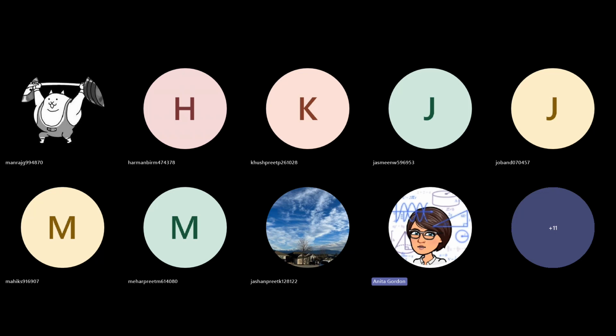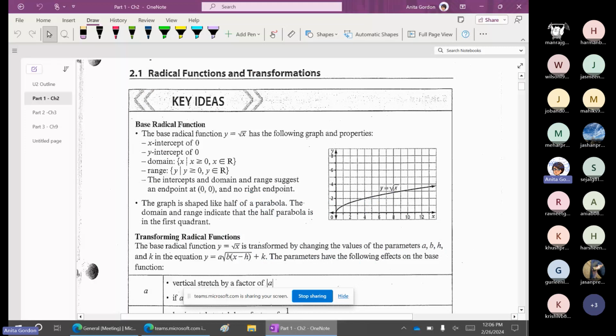So Unit 2 first day lesson is a review of things we already know. I'm hoping this will be easy for you. Unit 2, the first section is going to be focused on radicals. You can see in the left column, there's a part 1, 2, 3. Part 1, we're going to focus on radicals, part 2 on rationals, and then part 3 on polynomials.